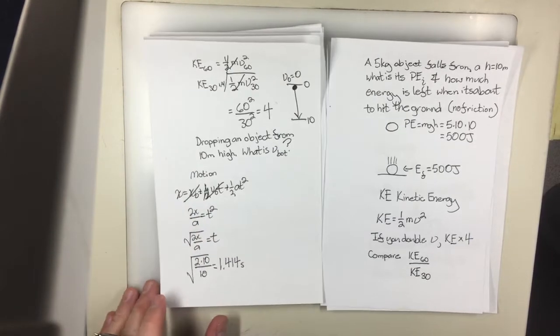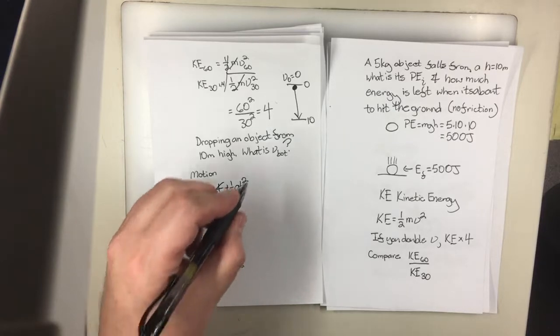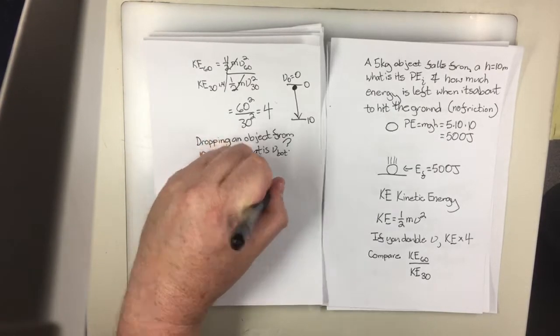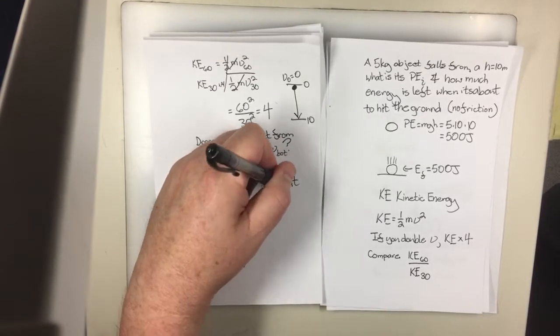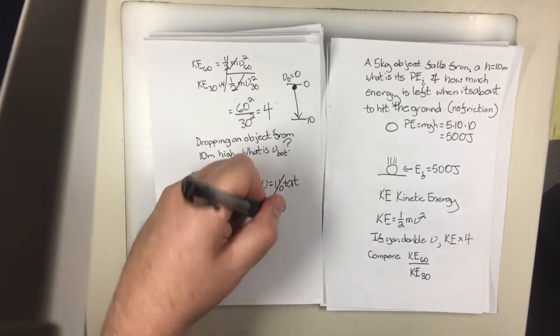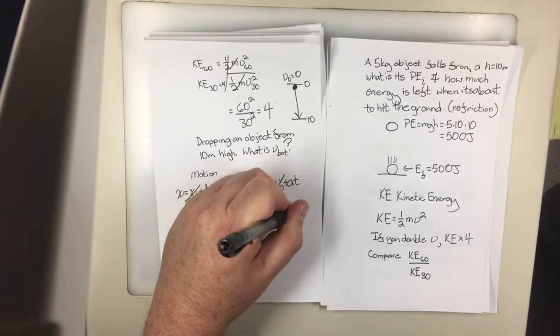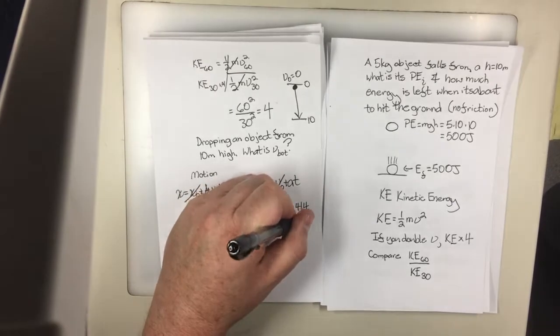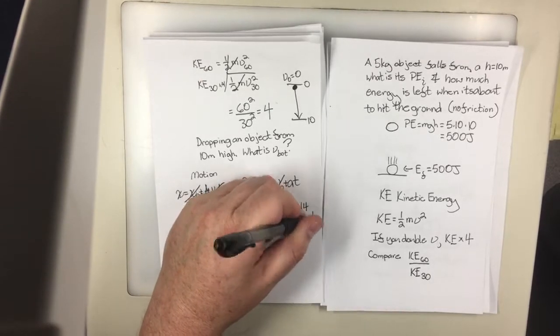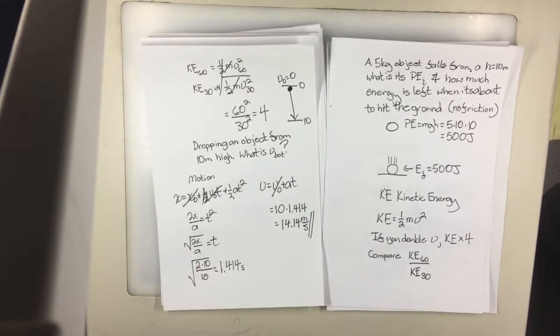seconds. And if I know it's been dropping for 1.414 seconds, I know that the final velocity is v naught plus at. So this makes it 10 times 1.414, which is equal to 14.14 meters per second. And so that's the final velocity, and it's a simple way that you can do this.